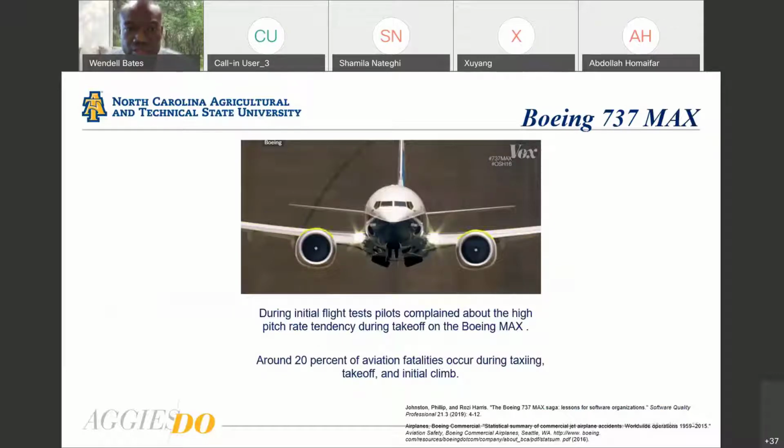So during the initial flight test, the test pilots were complaining about the high pitch rate that occurred during takeoff. And so to add insult to injury, studies show that 20% of the aviation fatalities occurred during taxiing, takeoff, and the initial climb. So this was something that they couldn't move forward with producing the airplane without fixing.